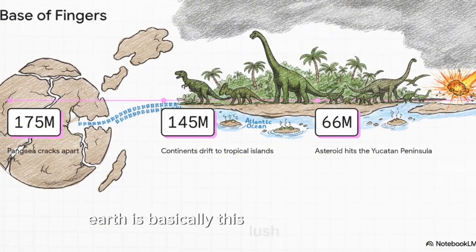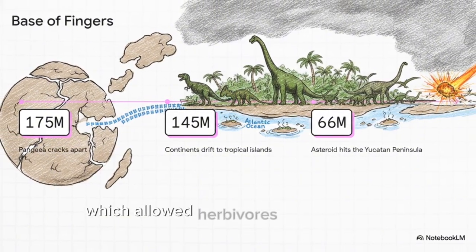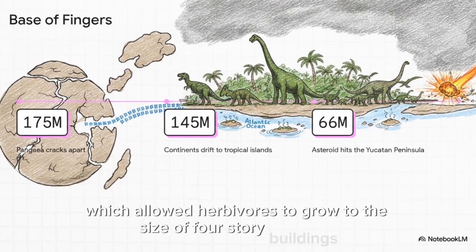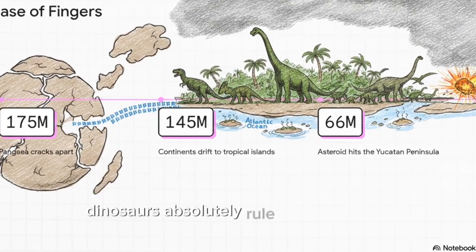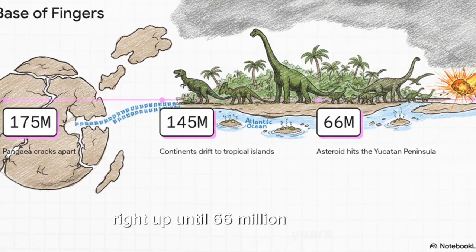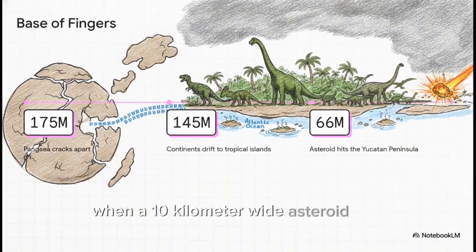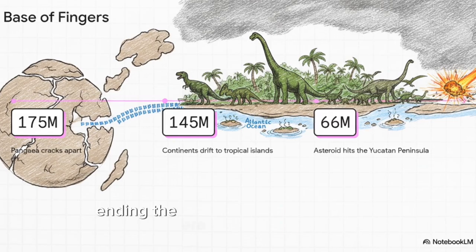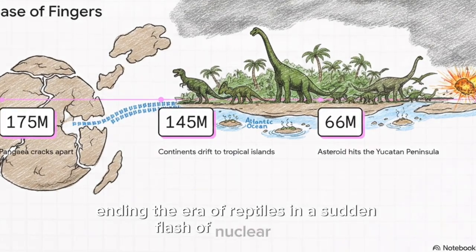Earth is basically this lush tropical buffet, which allowed herbivores to grow to the size of 4-story buildings. Dinosaurs absolutely rule the planet for 160 million years, right up until 66 million years ago, when a 10-kilometer-wide asteroid hits the Yucatan Peninsula, ending the era of reptiles in a sudden flash of nuclear winter.